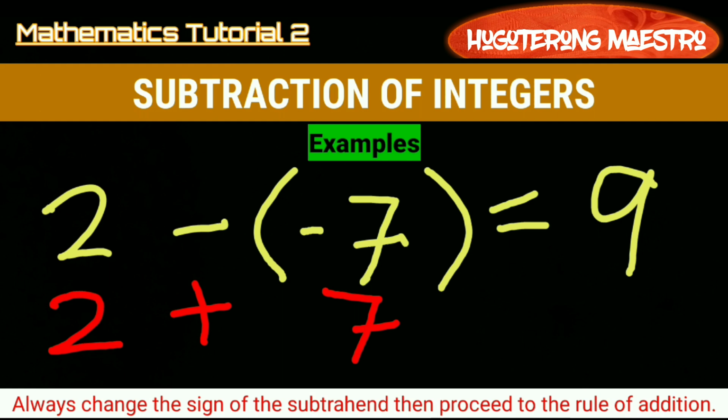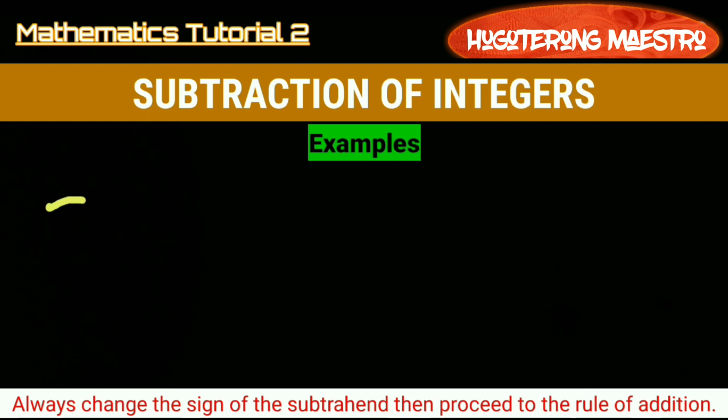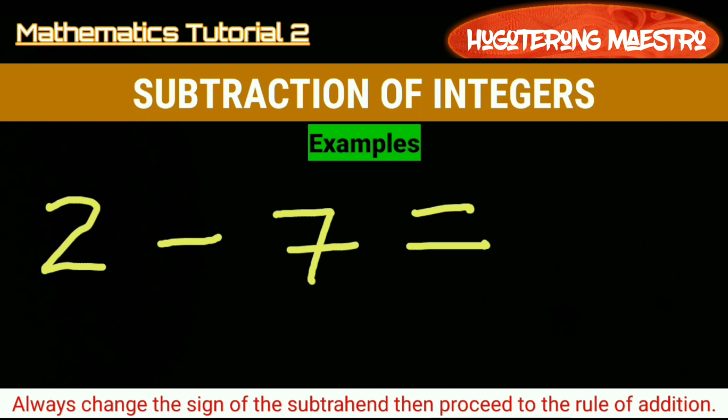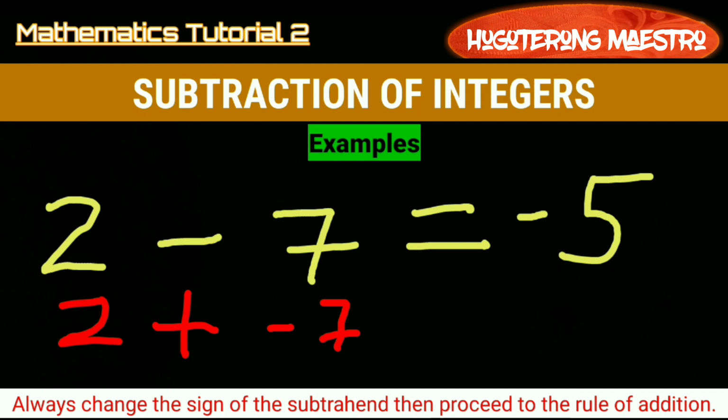Let us take this one example for the last time. 2 minus 7. So again, palitan natin ang operation, so magiging addition yan. And we will also change the sign of the subtrahend, so magiging negative 7 yan. And we will proceed now to the rule of addition. So let us subtract that and follow the sign of the bigger number. So our answer is negative 5.